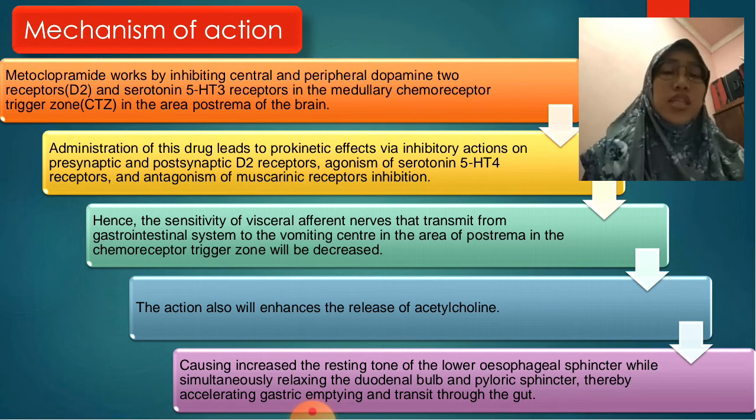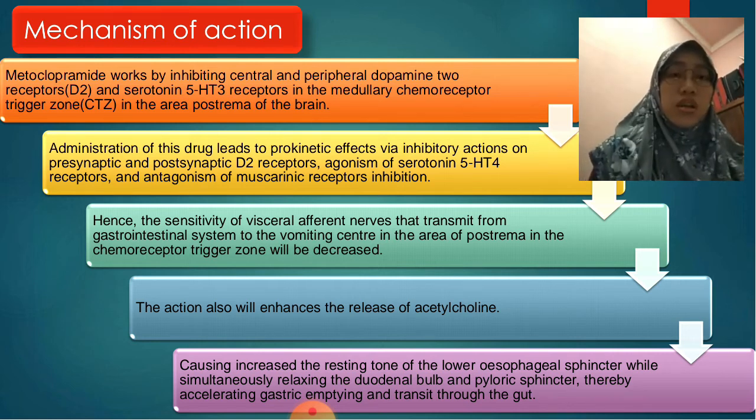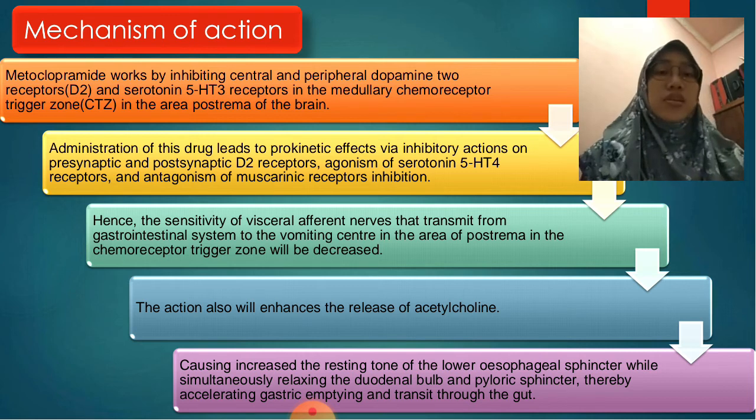Hence, the sensitivity of the visceral afferent nerves that transmit from the GIT system to the vomiting center in the area postrema in the chemoreceptor trigger zone will be decreased. The action also will enhance the release of acetylcholine, causing an increase in the resting tone of the lower esophageal sphincter, while simultaneously relaxing the duodenal bulb and pyloric sphincter, thereby accelerating gastric emptying and transit through the gut.